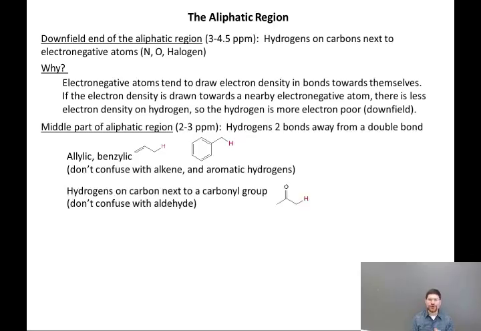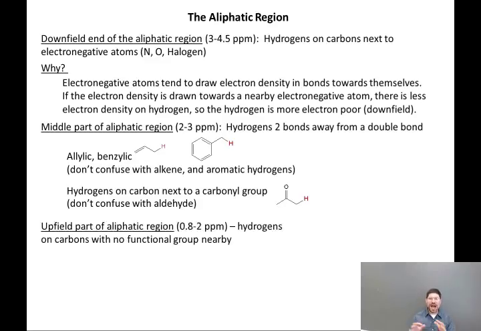And the other one that's really, really important is hydrogens on carbons next to a carbonyl group. Again, don't confuse this with an aldehyde, which is 1 bond away from the carbonyl carbon. That's down in the region around 9 to 11 ppm. But anytime you have a ketone or an ester and there are hydrogens on that alpha carbon, the carbon next to the carbonyl group, we're going to find those hydrogens in the region from 2 to 3 ppm.